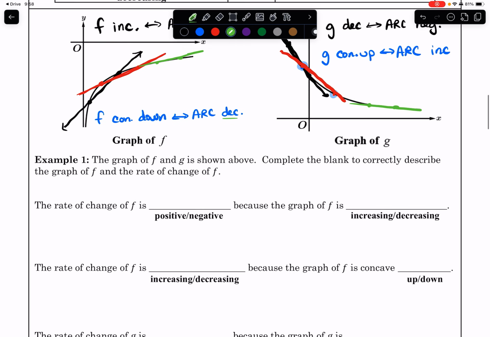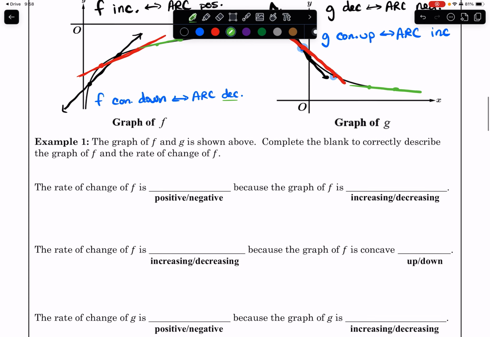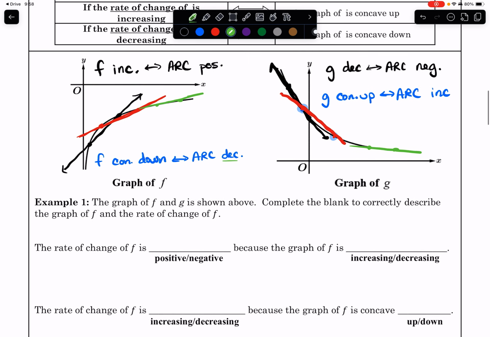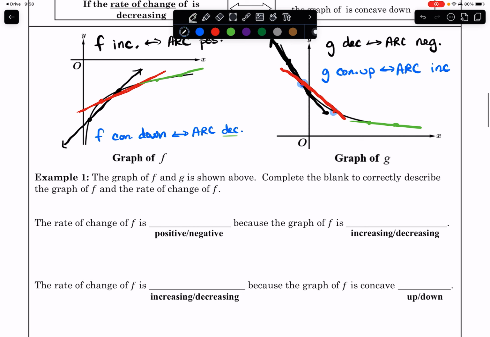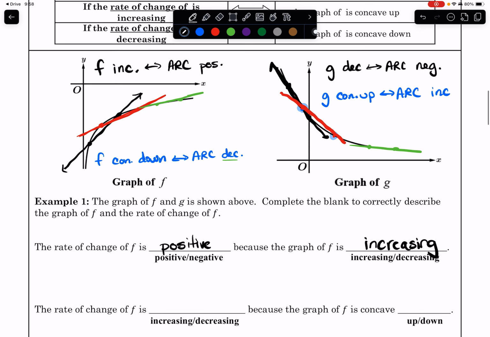So let's fill in the blanks that we have here in this example. The graphs of f and g are shown above. Let's complete the blanks to correctly describe the graph of f and the rate of change. Well, the rate of change, like we said for f, is going to be positive because the graph is moving upwards, because the graph of f is increasing. So why is it positive? Because again it's increasing. That's why.